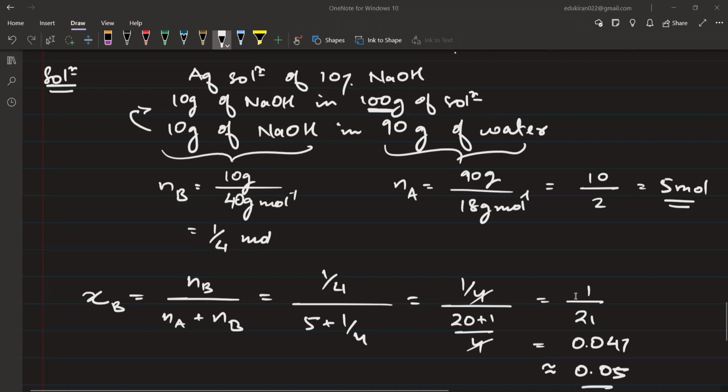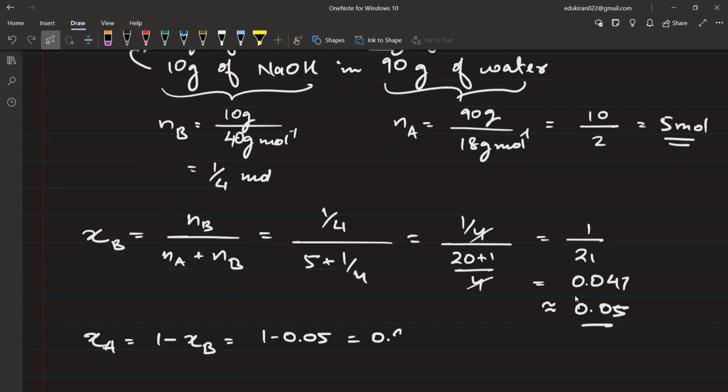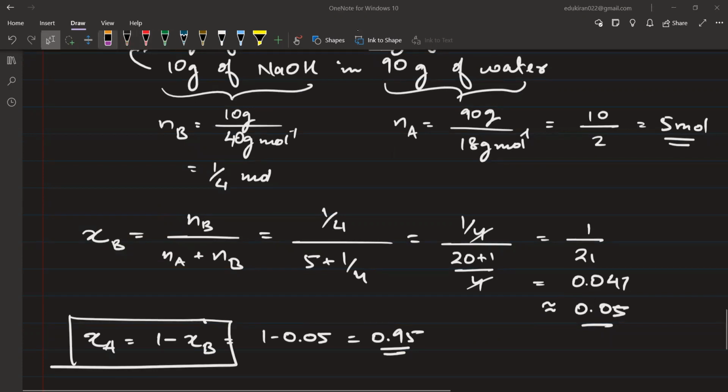Okay. And then you can write chi A is equal to 1 minus chi B, which will be equal to how much? 1 minus 0.05 is equal to 0.95. All of you understood this one? This part, tell me yes or no. Chi A is equal to 1 minus chi B. Aisha, Iram, Fahad, and Fatima, yes or no? No.